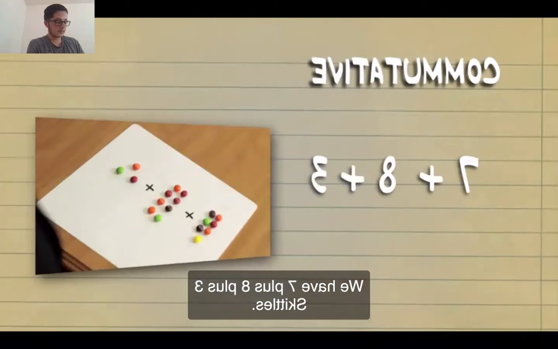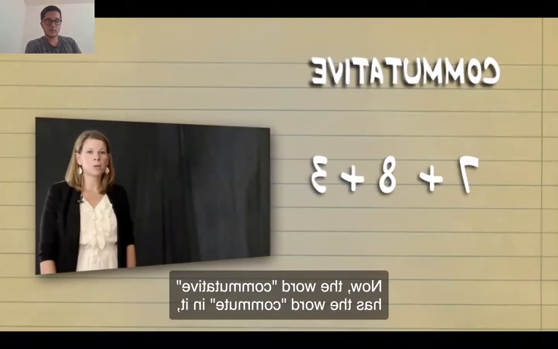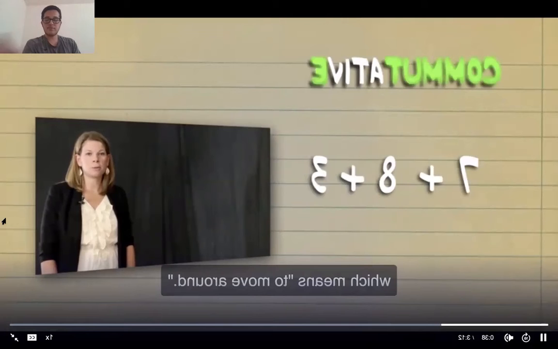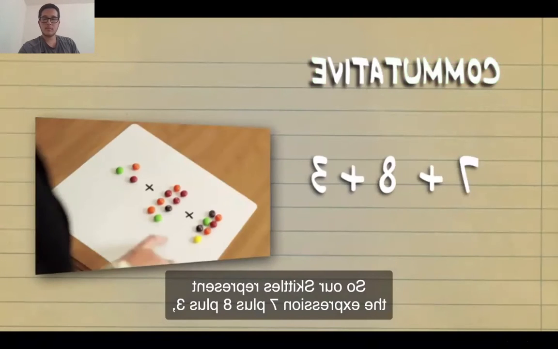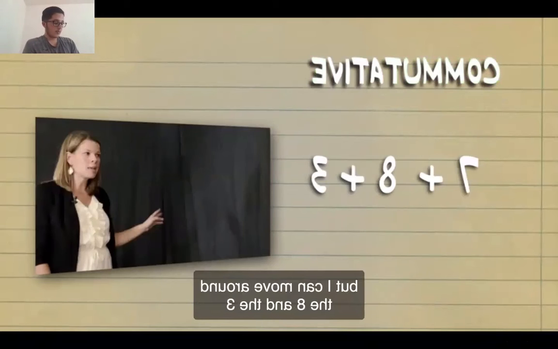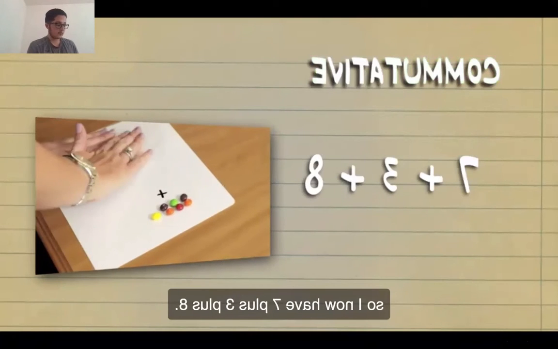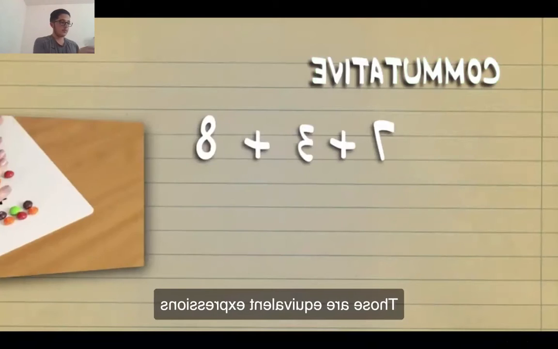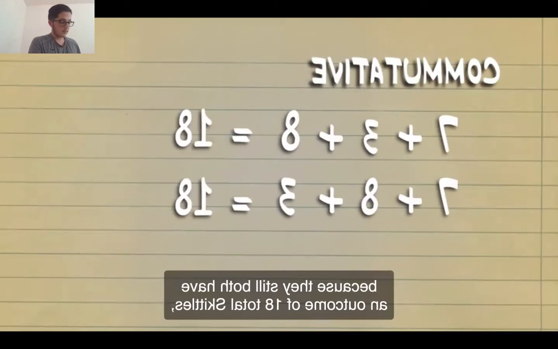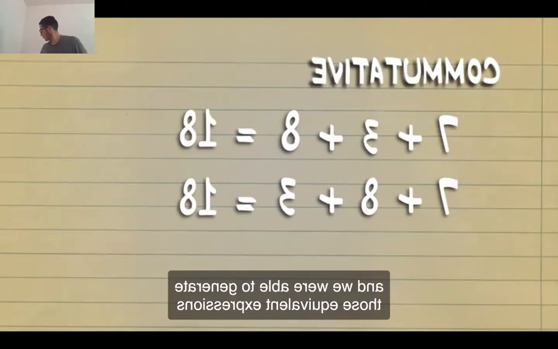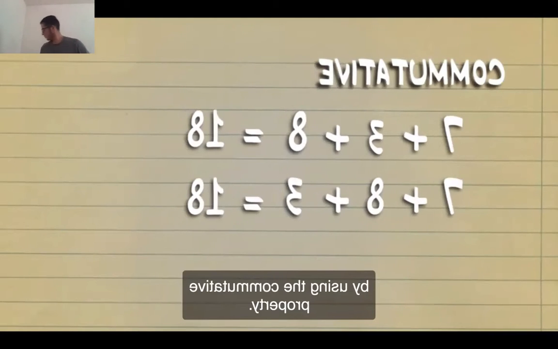Let's start by taking a look at the commutative property by looking at our Skittles here. We have 7 plus 8 plus 3 Skittles. Now the word commutative has the word commute in it, which means to move around. So our Skittles represent the expression 7 plus 8 plus 3. But I can move around the 8 and the 3, so I now have 7 plus 3 plus 8. Those are equivalent expressions because they still both have an outcome of 18 total Skittles. And we were able to generate those equivalent expressions by using the commutative property.